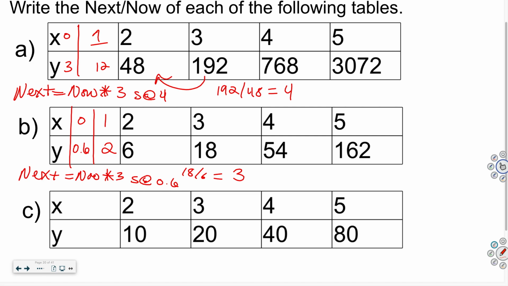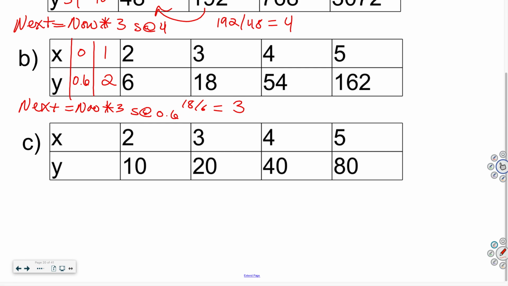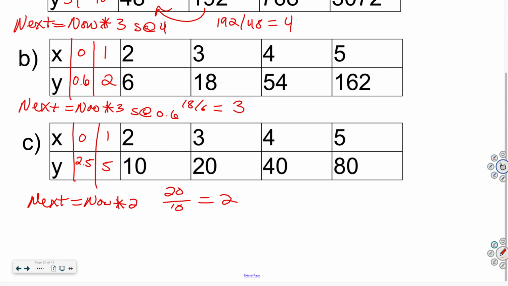All right, part C. What's happening here? What's 20 divided by 10? 2. Okay, so work our way backwards. 10 divided by 2? 5. 5 divided by 2? 2.5. So our next-now here, next equals now times 2, starting at 2.5.